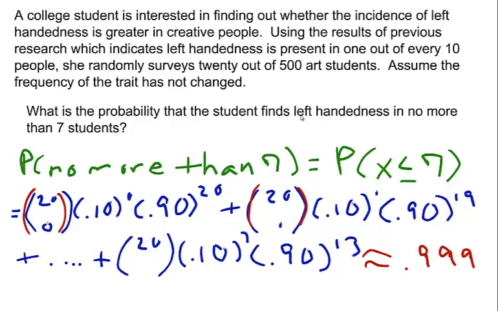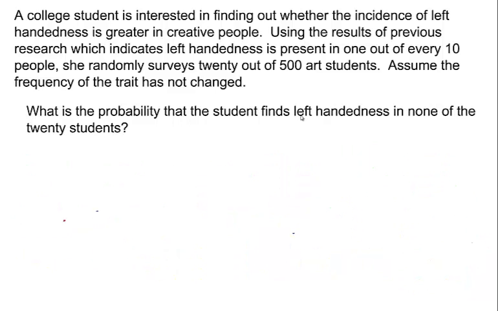0.999, or 99.9%. Now this makes sense, because we can imagine that if the incidence of left-handedness in the general population is about 10%, the probability that we get no more than 7 students that are left-handed is going to be pretty high. So that 99.9% seems about right. Let's go back and take a look at finding these same probabilities using a TI-84 graphing calculator. What is the probability that the student finds left-handedness in none of the 20 students?